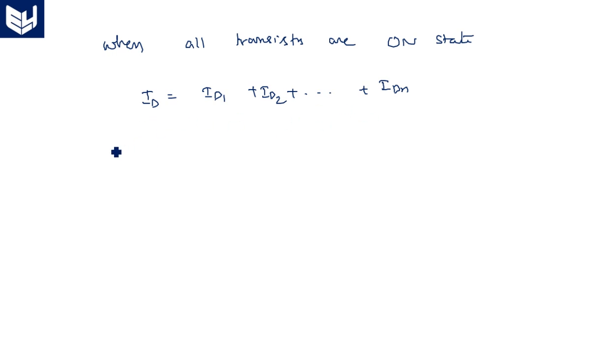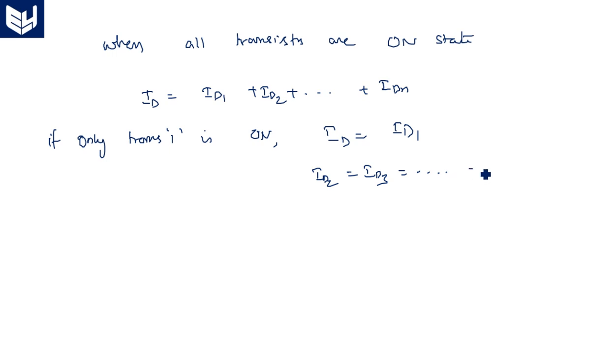Suppose if only transistor 1 is on, then the entire current ID flows through only ID1. The rest of the currents, ID2 equal to ID3 and so on up to IDN, are simply 0. So whichever transistor is in on state draws the current, and the remaining transistors are in off state.